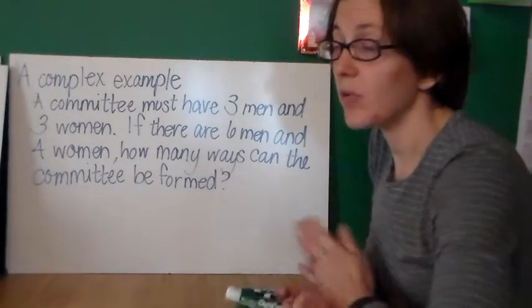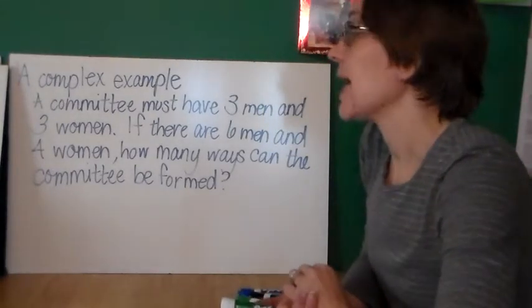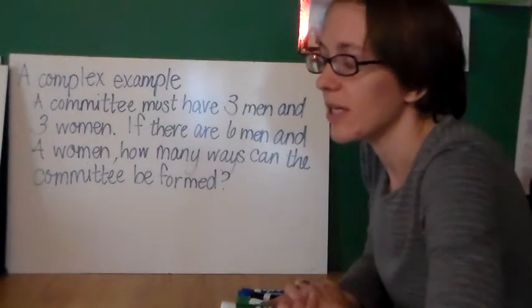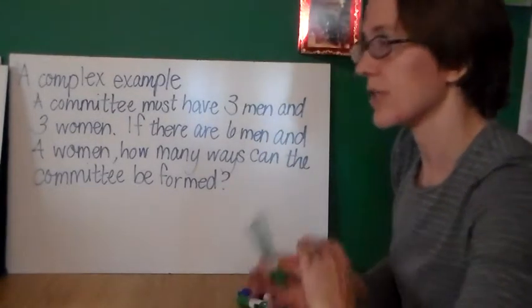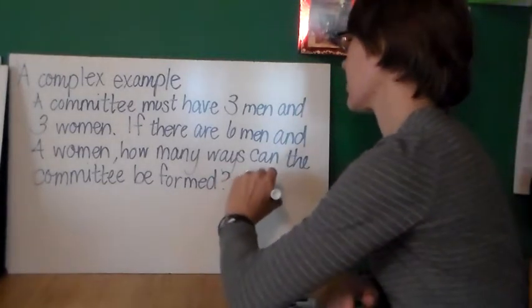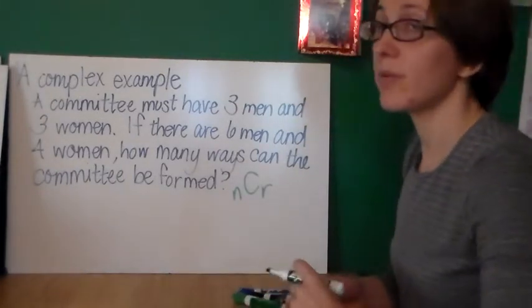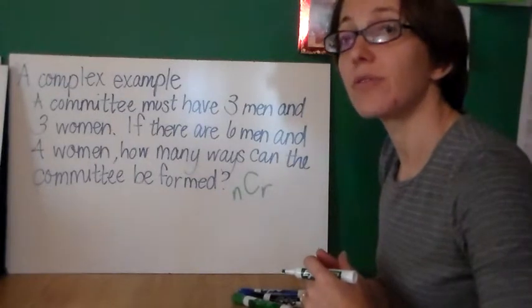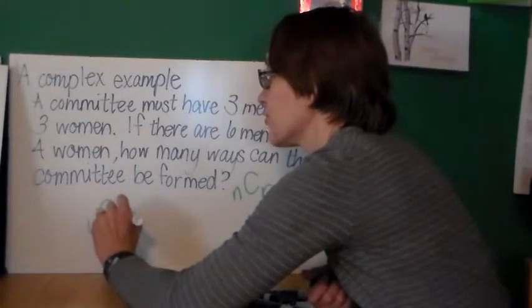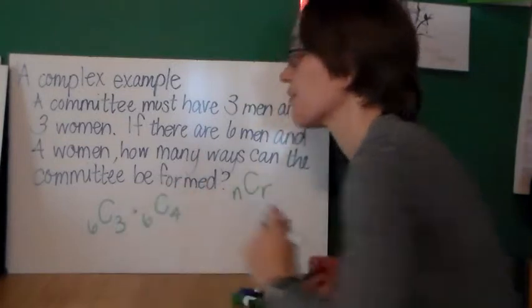Now the order in which these events, honestly, it doesn't matter what order we do them in. And it doesn't matter what order people show up in because this is a committee. It's not like there's vice president and treasurer and secretary. So I'm going to use NCR because order will not matter. And since there are 2 events, the selection of the men and the selection of the women, I'm going to multiply those 2 things together at the end. So I have 6 men, and I'm going to choose 3. Then I have 4 women, and I'm going to choose 3.